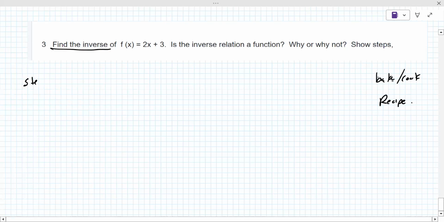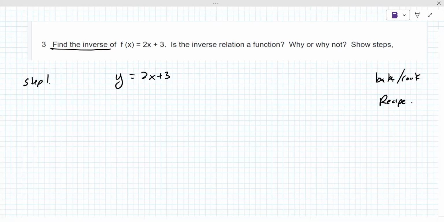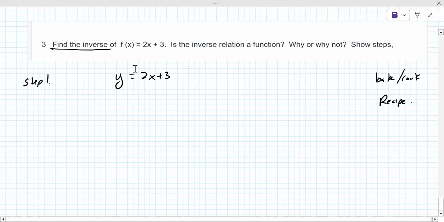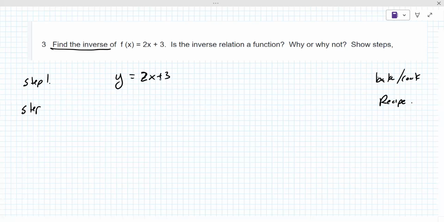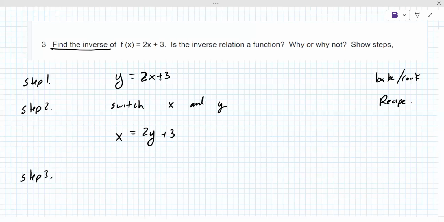Okay, so step 1 is you write y equals 2x plus 3. Instead of the f of x, you put a y there. Step 2 is to switch x and y. So wherever you see a y, you put an x. Wherever you see an x, you put a y. Step 3 is to solve for y.